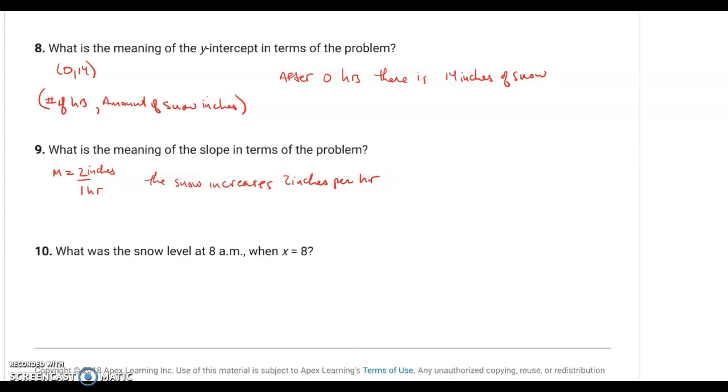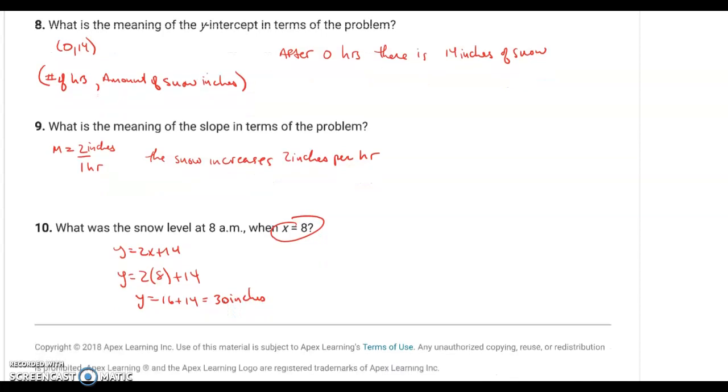What was the snow level at 8 a.m., when x is equal to 8? Well, if I take our equation, y equals 2x plus 14, and I know x is 8, then y is equal to 2 times 8 plus 14, which gives me 16 plus 14, which is 30 inches of snow.